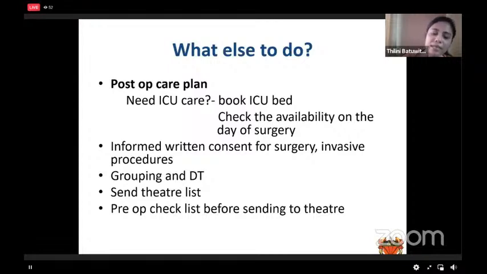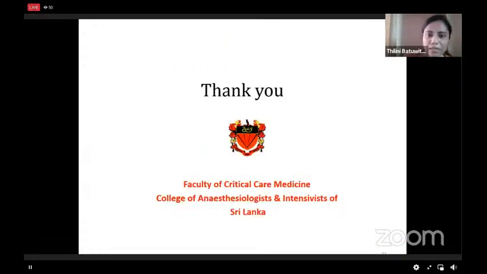And finally, just before sending the patient to theater, there will be a checklist which is available in your unit. There will be a particular list in each and every ward, so that is usually ticked by the nurses. Make sure that all the drugs are given and fasting is completed. Make sure that the pre-op checklist is completed before sending to the theater. So that's all I have related to the lecture. Any questions I can take?